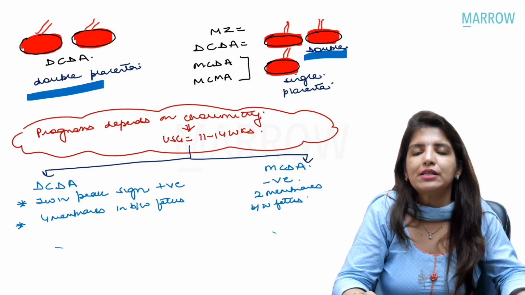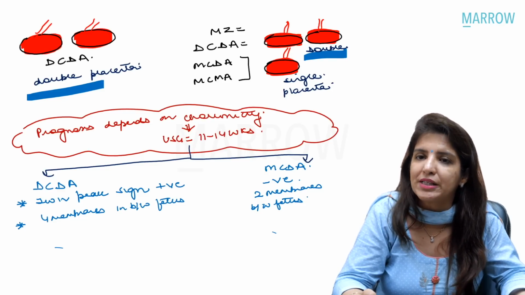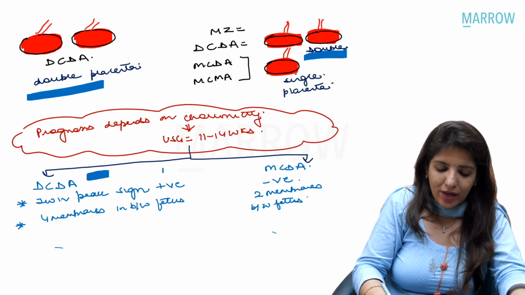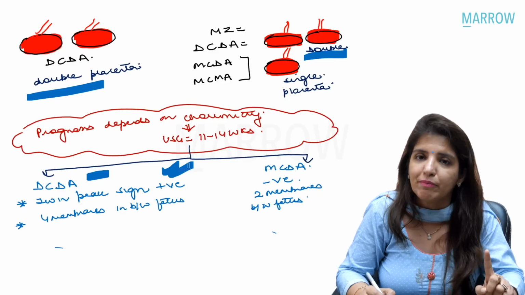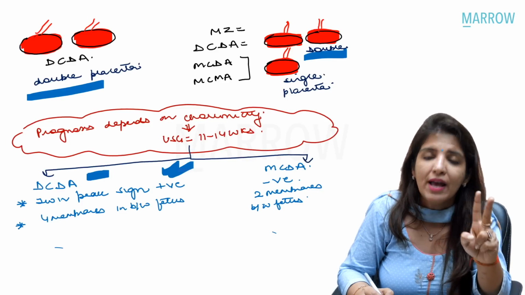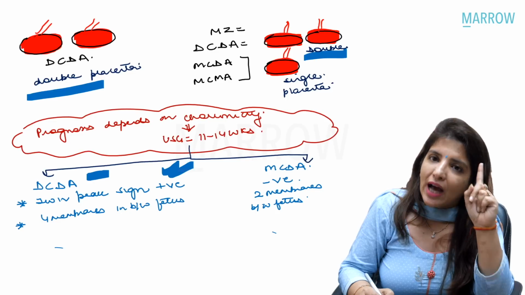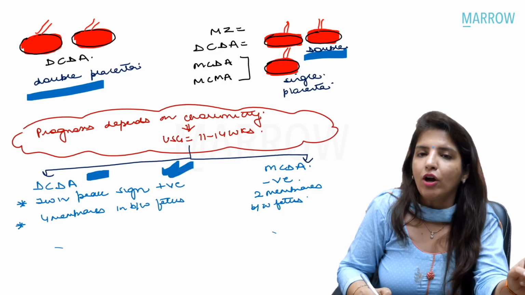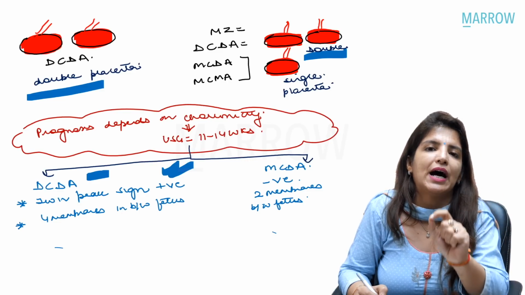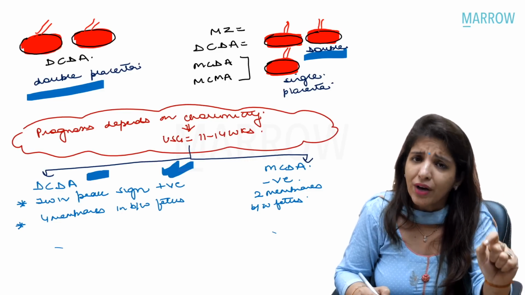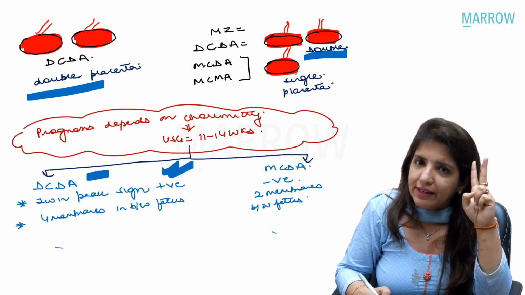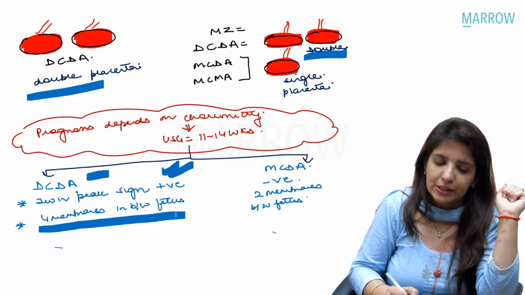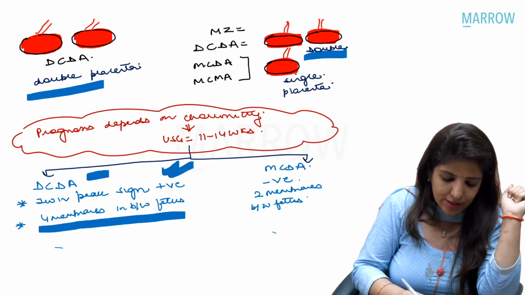And for chorionicity, the best investigation is ultrasound, which should be done between 11 to 14 weeks. In case of dichorionic twins, the twin peak sign will be positive. Please remember, di means 2 and twin peak means 2. So in dichorionic twins, the twin peak sign is positive. In monochorionic twins, the twin peak sign is negative. Right? That's one thing. Number 2, in dichorionic twins, you are going to get 4 membranes in between the fetuses. In monochorionic twins, this is not the case.